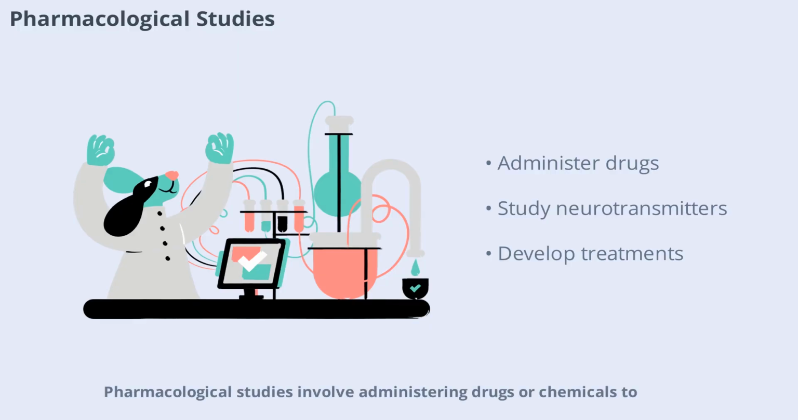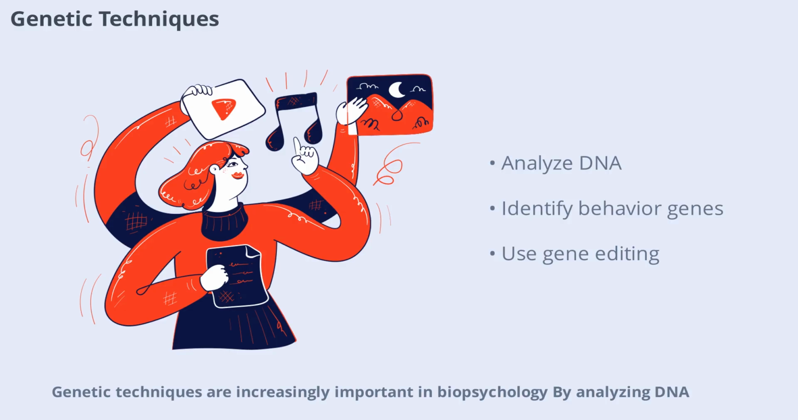Pharmacological studies involve administering drugs or chemicals to observe their effects on brain function and behavior. By using substances that enhance or block specific neurotransmitters, researchers can learn how these chemicals influence mood, cognition, and actions. Pharmacological research is essential for developing new treatments for mental health and neurological disorders, as well as for understanding the biological mechanisms underlying behavior.